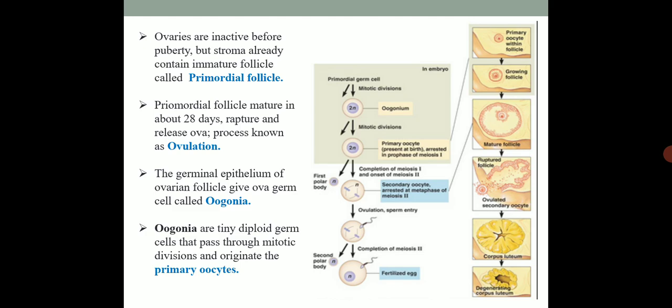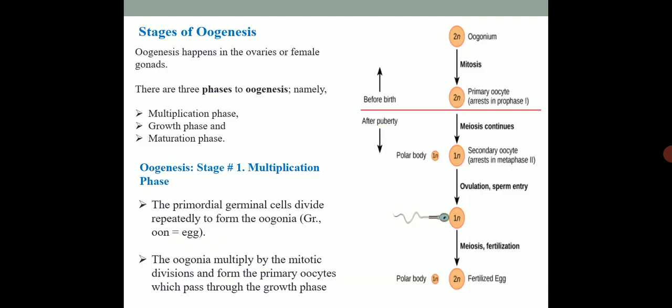These oogonia are tiny diploid germ cells that pass through mitotic division and originate the primary oocytes. Here is a flow chart which describes the stages of oogenesis. Oogenesis happens in the ovaries, or female gonad. It is completed in three phases: the multiplication phase, growth phase and maturation phase.